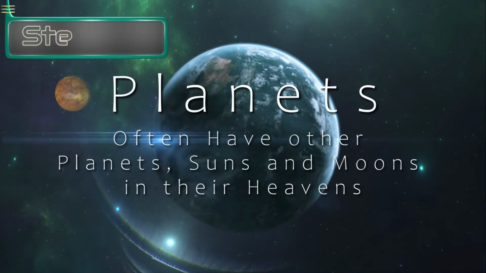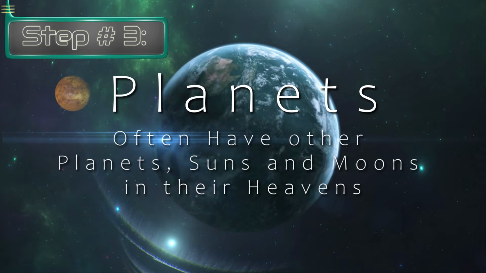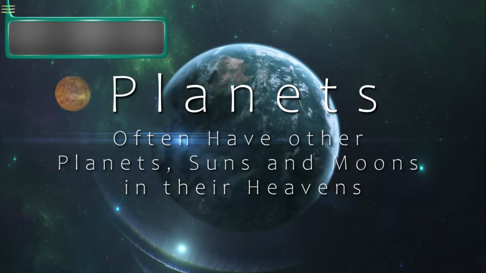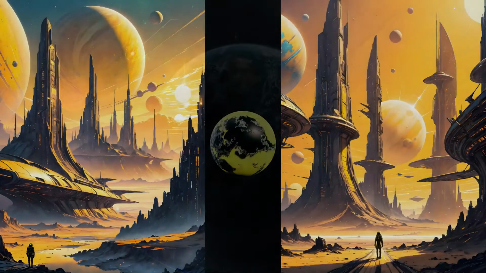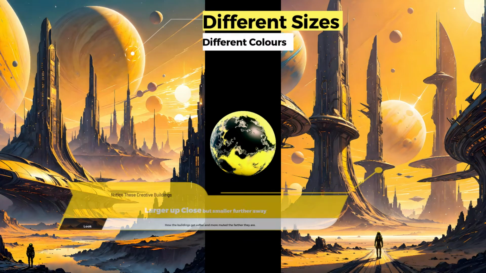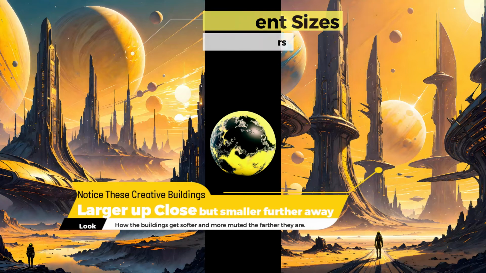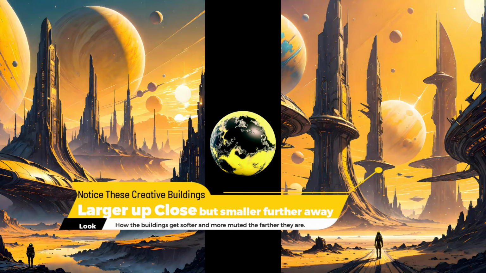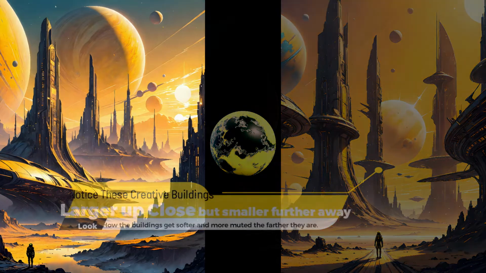All right, step number 3. Planets often have other planets, suns, and moons in their heavens. They can appear as different sizes and even in different colors. Also notice in this planet, it has creative buildings, which are larger closer up but get smaller further and further away. And look how the buildings get softer and muted the further away they are too.